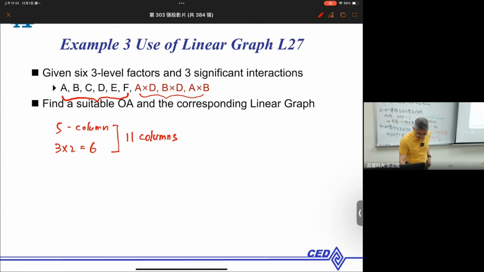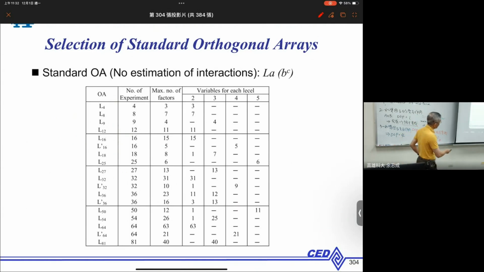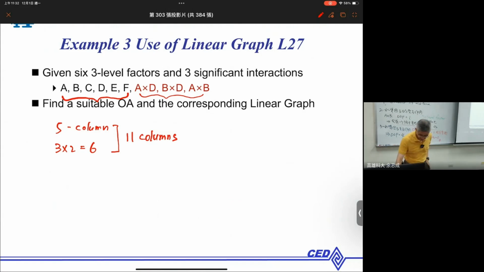So let's come back to this orthogonal array. You can see that first, L18 cannot be used to estimate interactions. Even though it can estimate interactions, it is not enough because it only has 7 3-level columns, and from our estimation, we need 11 columns. So how about L27? L27 has 13 columns, which is good enough for our 11 columns, right?